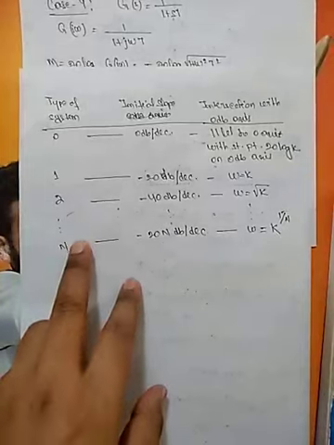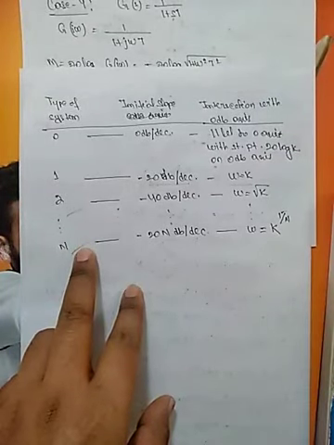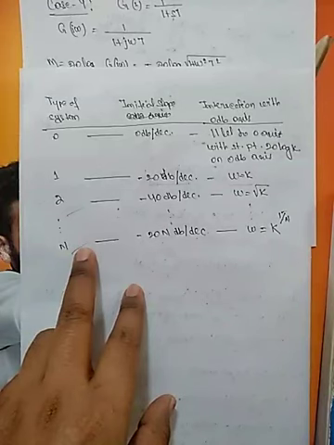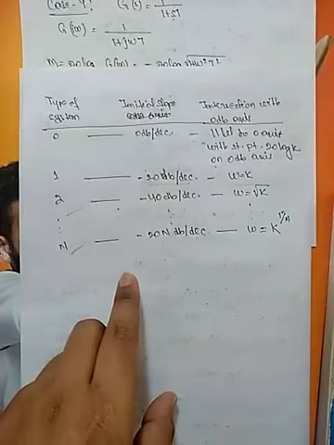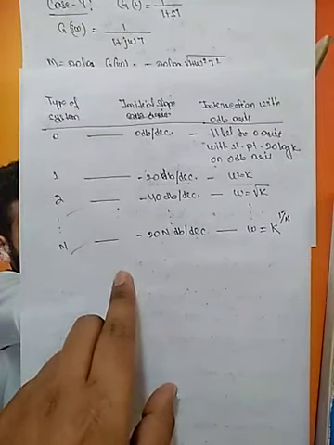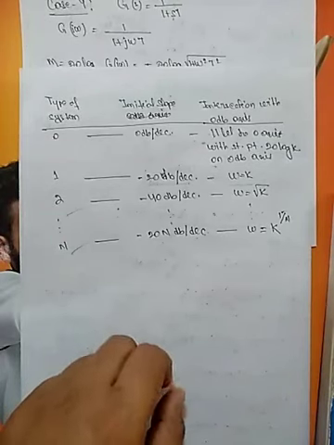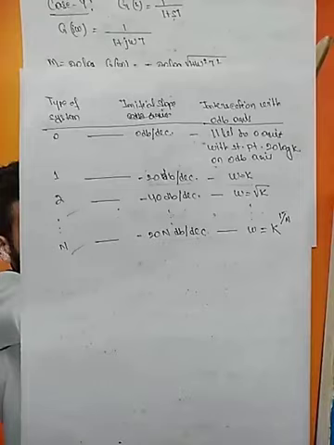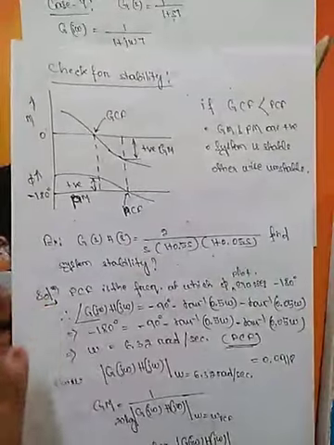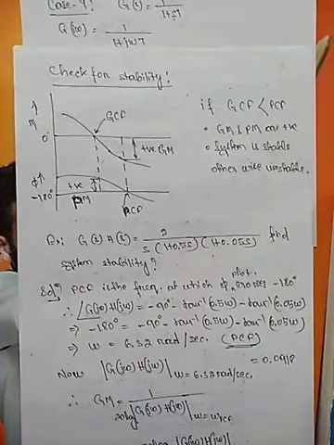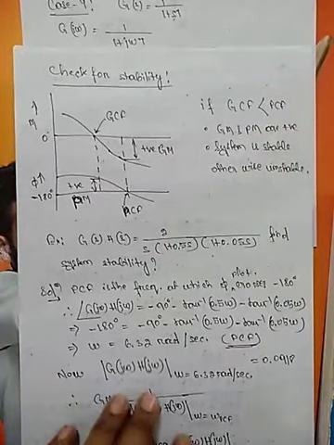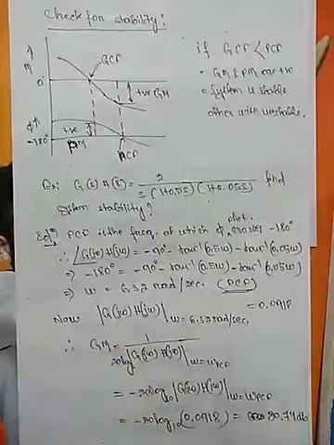You will be very clear on this when we solve numericals. Later we will see how you consider the initial slope and the intersection with the 0 dB axis. Next we see how you check for stability by using this Bode plot concept.